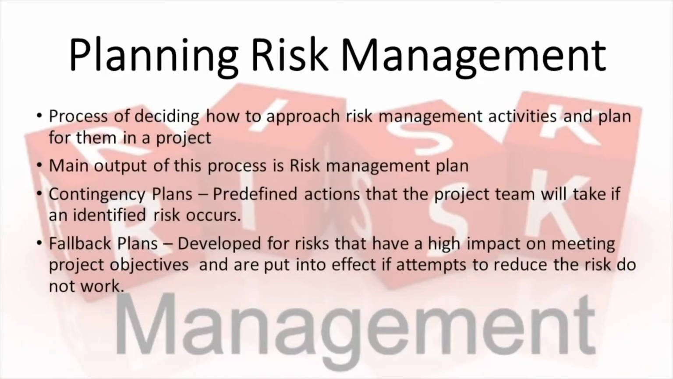Planning risk management is the process of deciding how to approach risk management activities and plan for them throughout the project. The main output of this process is the risk management plan. You also have contingency plans as well as fallback plans. The contingency plans are predefined actions that the project team will take if an identified risk occurs, and the fallback plans are developed for risks that have a high impact on meeting project objectives and are put into effect if attempts to reduce the risk do not work.